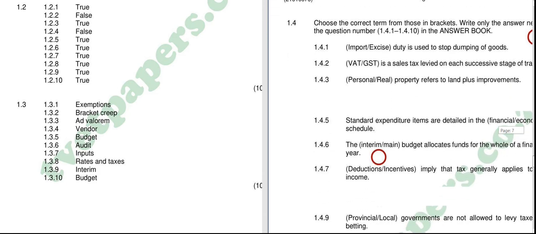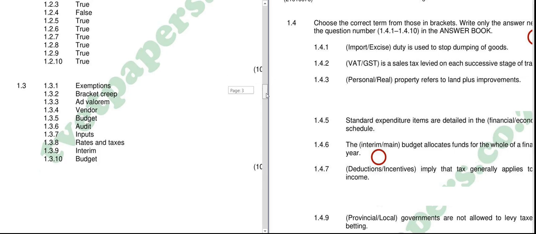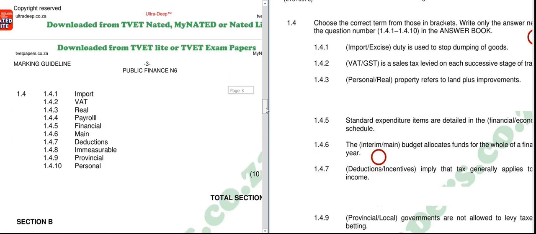So you have to choose the correct term from the terms that are given. So in terms of the responses, we have these as our responses. On the first part, import or excise duties used to stop dumping of goods, of which the correct one is import, which we have here.